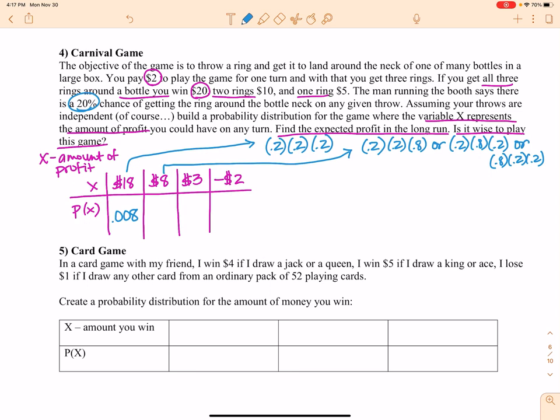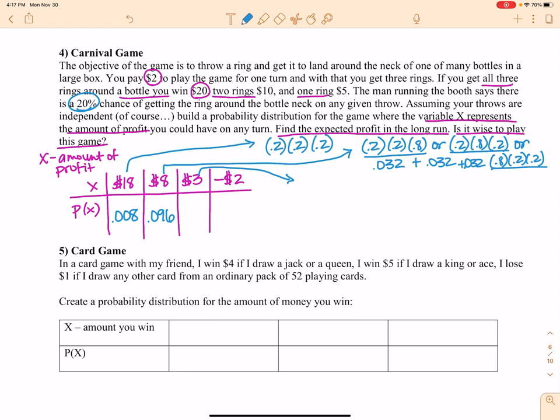So what's going to happen here is I'm going to multiply this, and it's going to be the same thing for each of these. So when I multiply 0.2 times 0.2 times 0.8, I get 0.032. So 0.032 plus 0.032 plus 0.032, or 0.032 times 3. That gives me 0.096. Remember, for your probabilities, you have to take into account all the ways I can profit that $8.